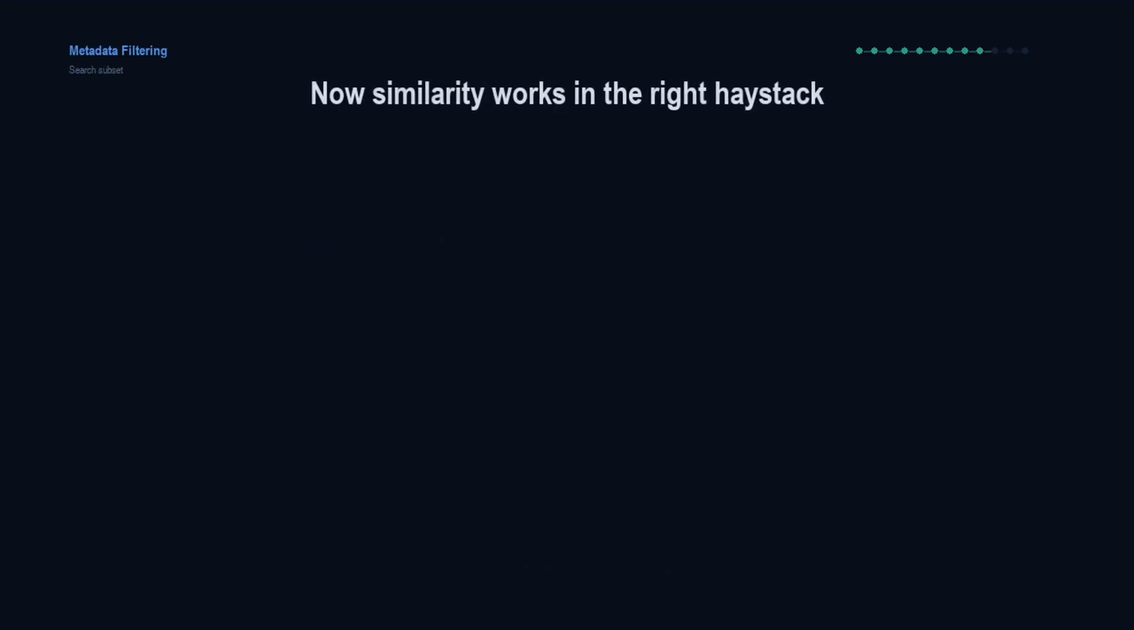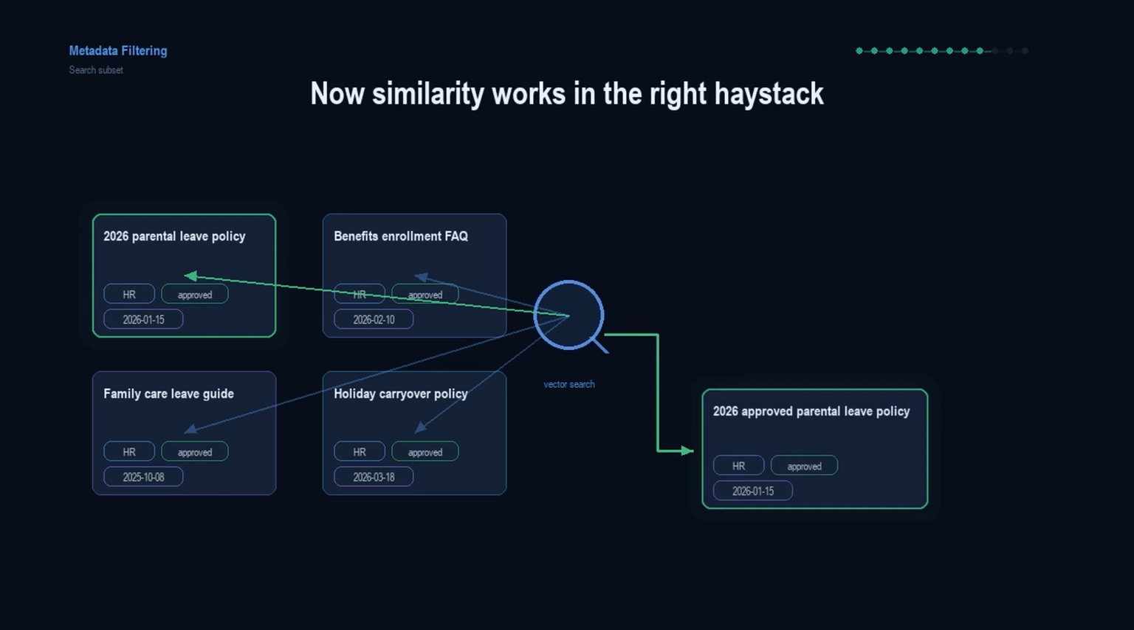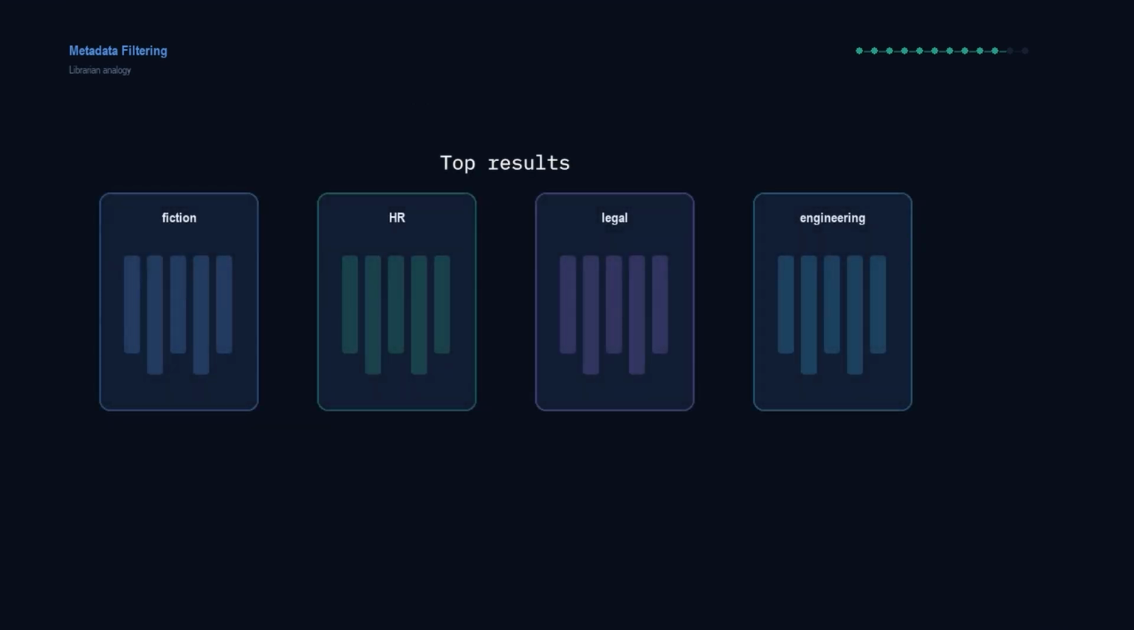Step 4 is that similarity search runs on the filtered subset. Now the vector search is comparing the question against, say, 12 approved HR documents instead of 10,000 mixed documents. The same embedding math runs, it's just operating on a much more relevant haystack. Step 5 is that the top results get passed to the model, and the model now sees only the 2026 approved parental leave policy, not three contradictory versions from different years.